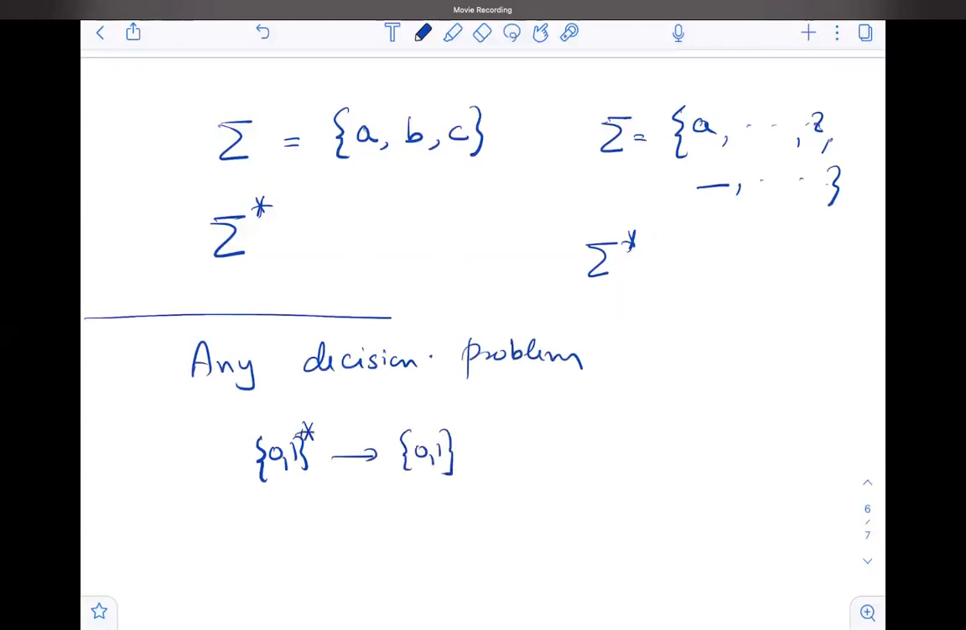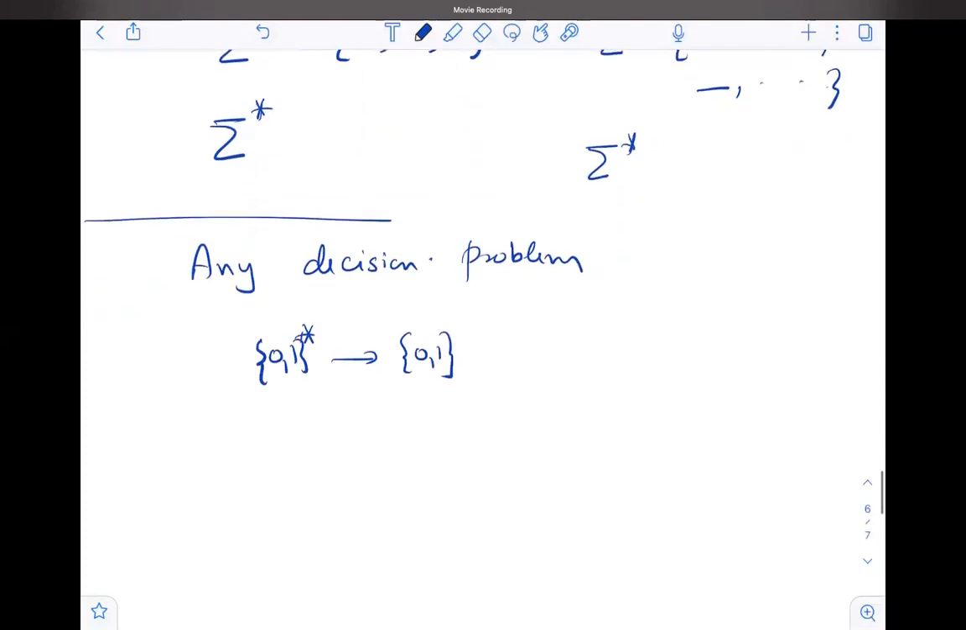So how can I define it? This is one way, or another way of defining it: if this is an F, consider F inverse 1. So this is a subset of 0, 1 to the star. Usually a problem is defined as this. It is the set of inputs for which the algorithm should output 1. This is called a language.